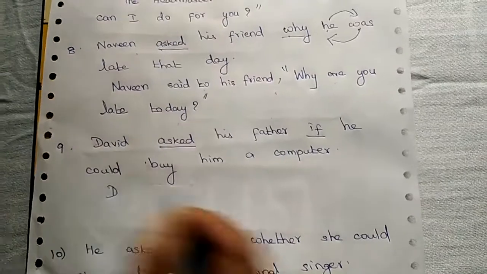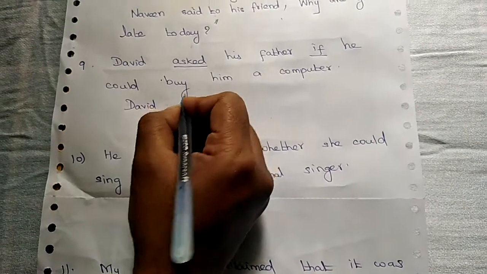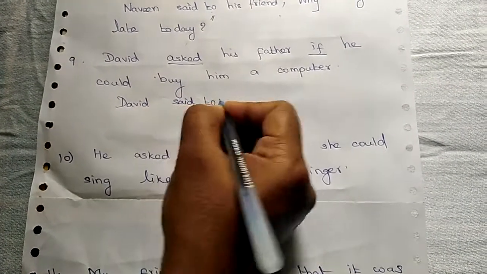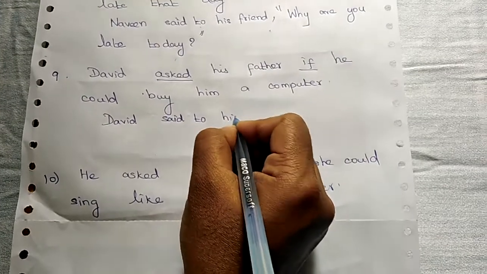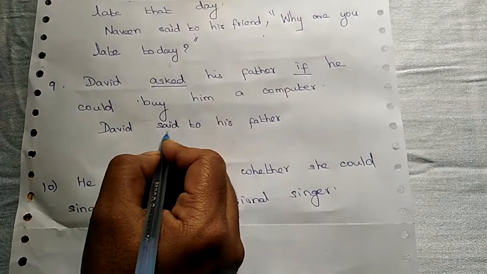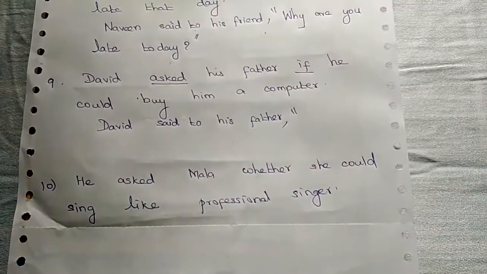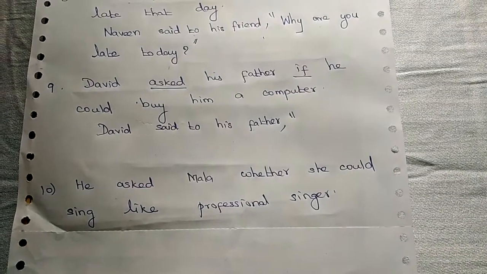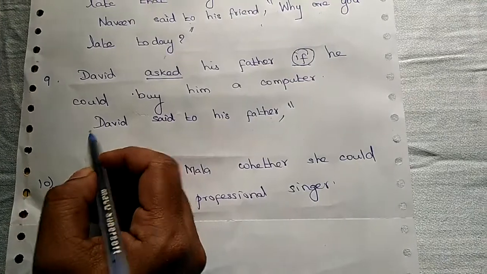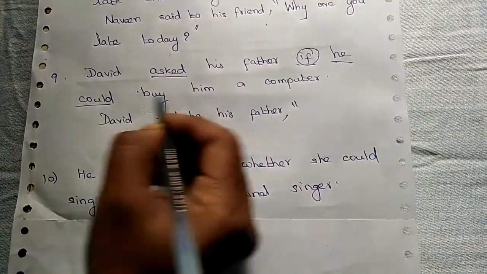Yes, David asked will change into said to. David said to his father. I told you, whatever the word may be, it will change into said to. Okay. Begin the quote. Do you have to use the connecting word? No, we don't want to use the connecting word if. So here also keep in mind the interchange of words. So he and could will change.